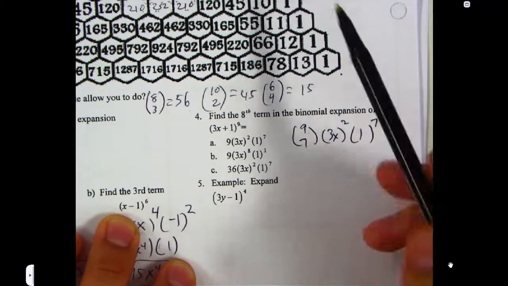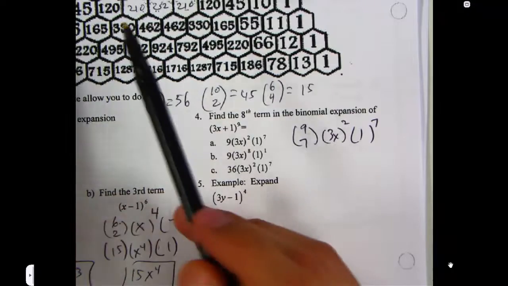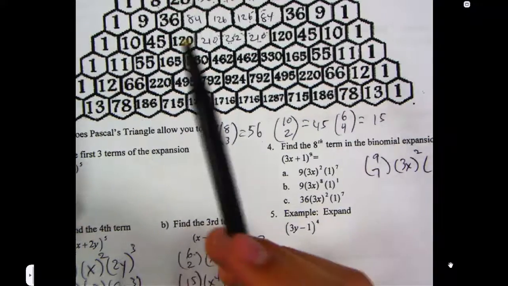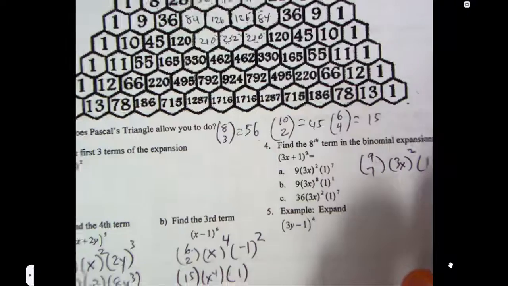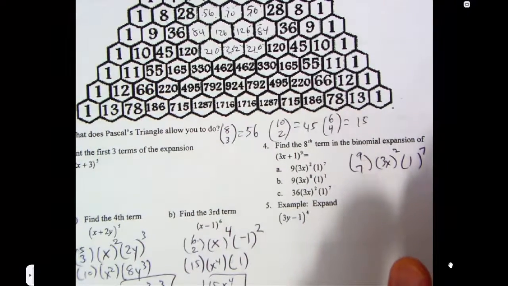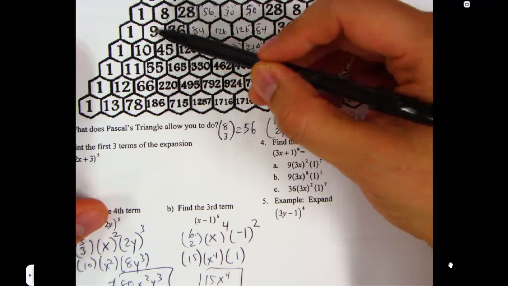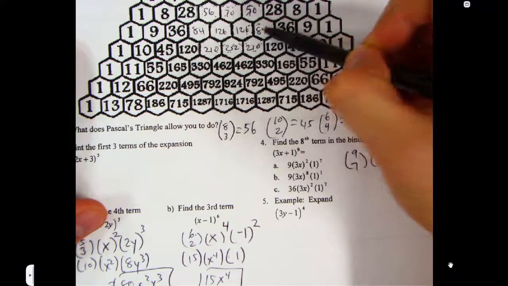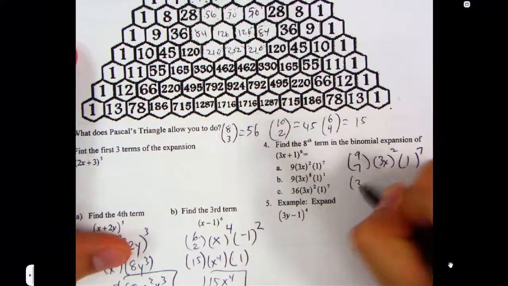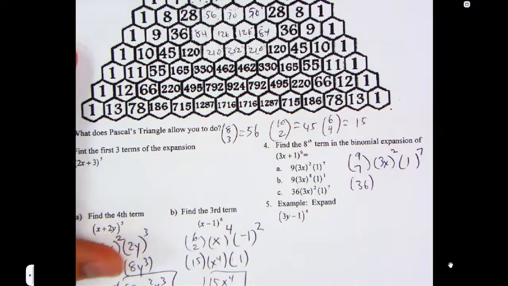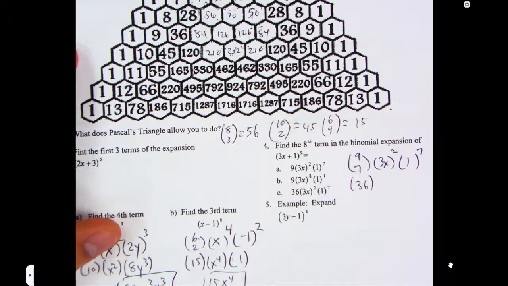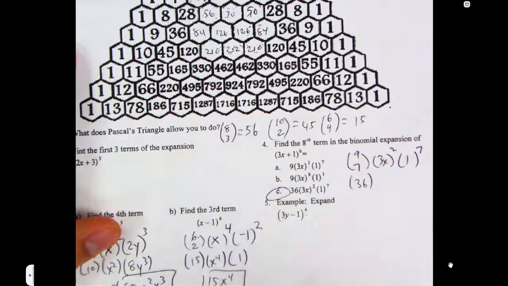So go to the 9th row and count 7. Okay, when you count 7, where did you end up at? 1, 2, 3, 4, 5, 6, 7. So 36. Since it's multiple choice, what do you think? It's A, B, or C? C. Make sense?